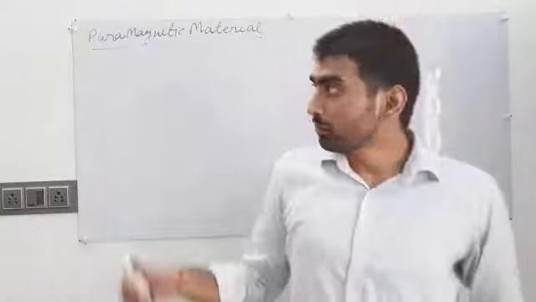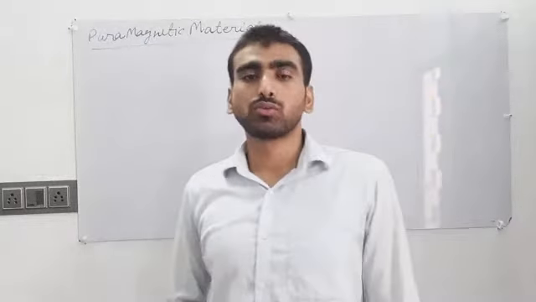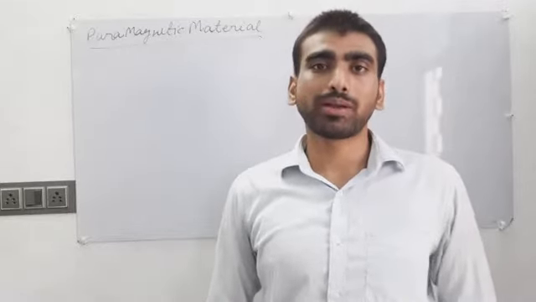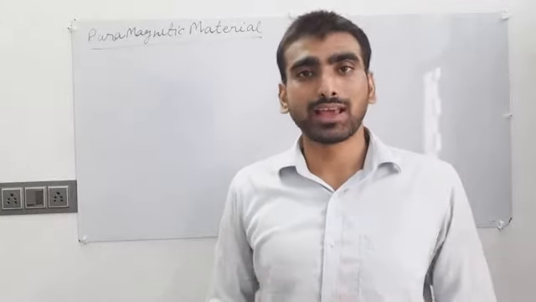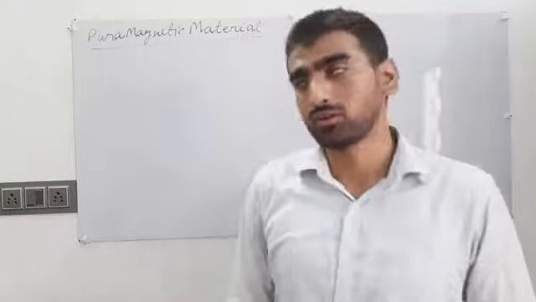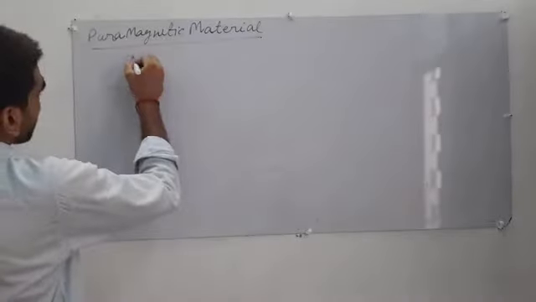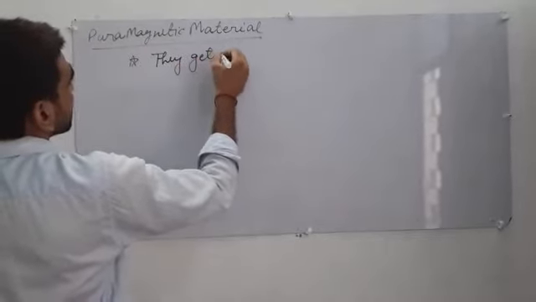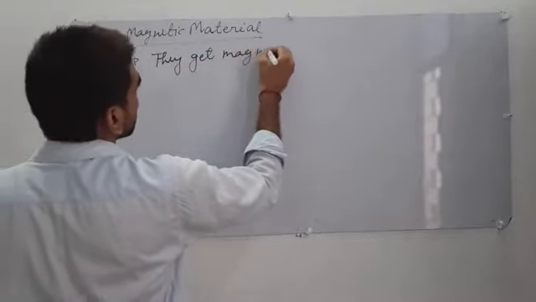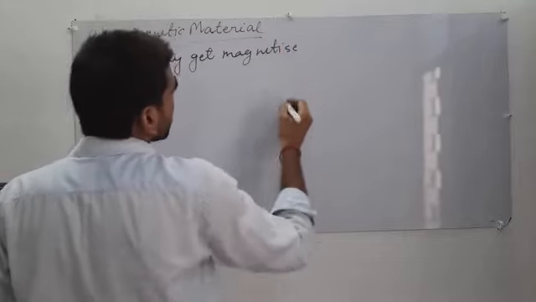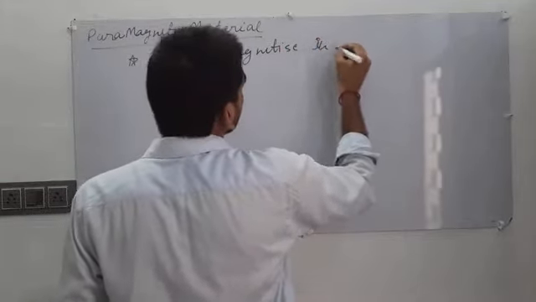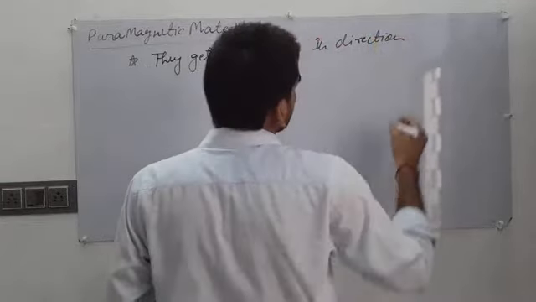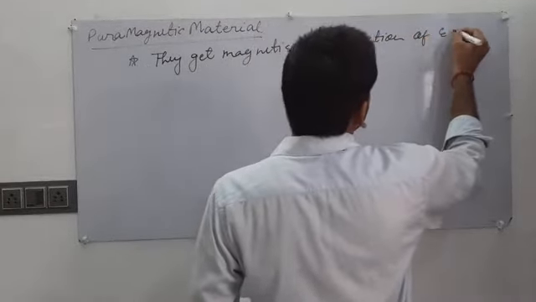Now let's talk about paramagnetic materials. So what are paramagnetic materials? If they are placed in a uniform magnetic field, then they get magnetized in the direction of the external magnetic field.